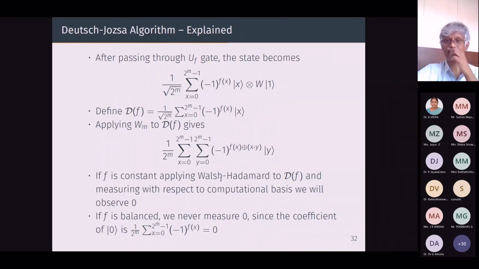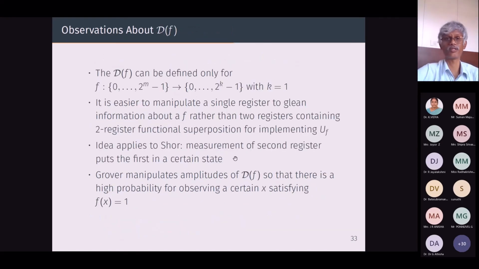There is a simple exercise here. If f is constant, after applying the m-qubit Walsh-Hadamard transform, you will measure 0 in the computational basis. And if f is balanced, we will never measure 0, because ket of 0 will appear with coefficient 0 after expanding this linear combination. So the two cases can be decided by doing this kind of computational algorithm. We'll just skip this.